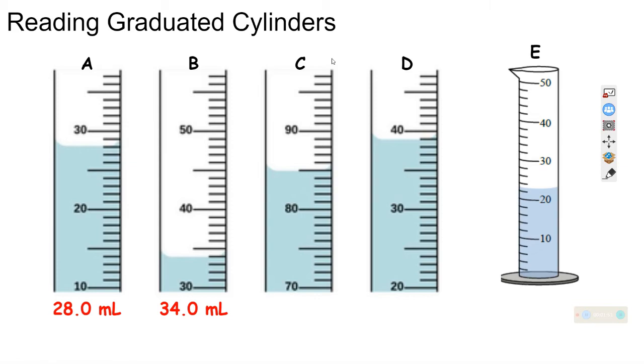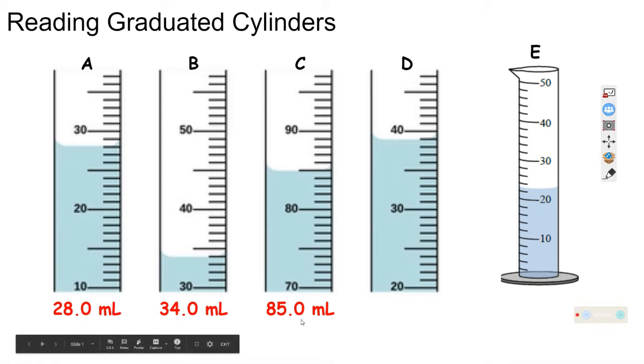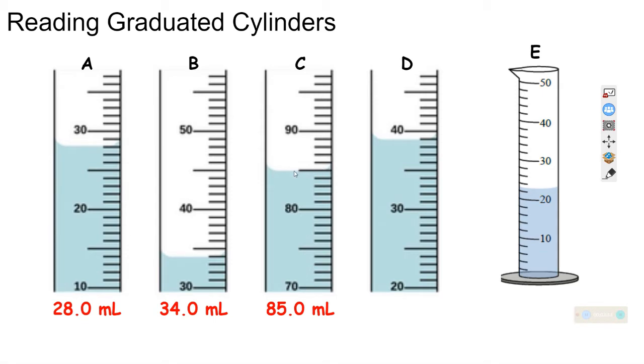C. Well, the volume at C would be 85.0. Again, everything goes up by 1s. Because it's right on that 85, it's going to have a decimal place of 0. Again, yes, could it be somewhere in between? Yes, but when we're reading it, our best educated guess, at the bottom of this meniscus here, is 85.0. Let's go to D now.